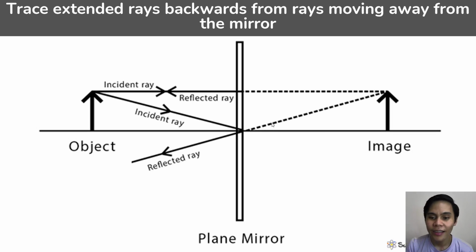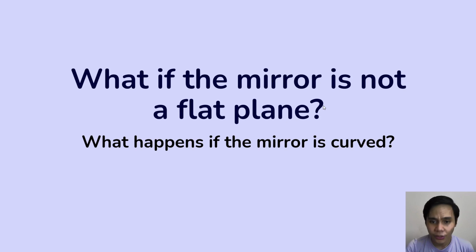And this is why that is the case, because we extend the reflected rays to behind the mirror. That's why it looks like there's an image forming behind the mirror. All right, so this is how you make a ray diagram for your plane mirrors. What if the mirror is not a flat plane though?